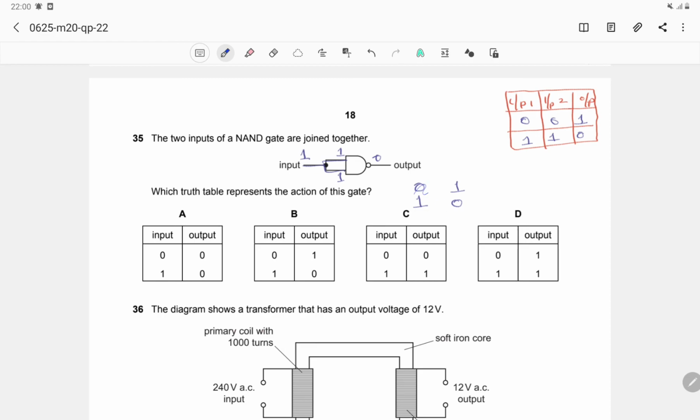Now let's check which option is showing this correct relation. That is, when the input is 0, the output is 1. When the input is 1, the output is 0. So option A is wrong. Option B is correct, where when the input is 0, the output is 1, and when the input is 1, the output is 0. So the correct answer is option B.